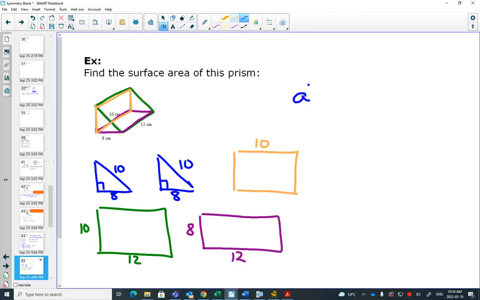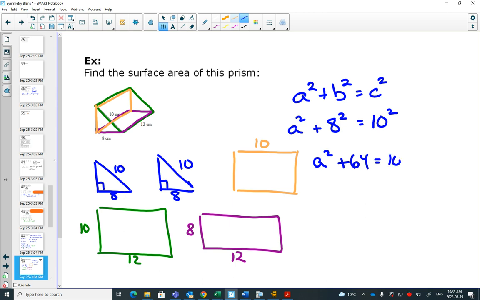A squared plus b squared equals c squared. C squared is always the hypotenuse. So you know the hypotenuse is the 10. You know that the one side is 8. You need to still find a squared. You would get a squared plus 64 equals 100. A squared equals 36. Square root both sides, which is normally plus or minus 6, but since it's a length, we know that a has to be 6. So now I can add that 6 onto my diagram.